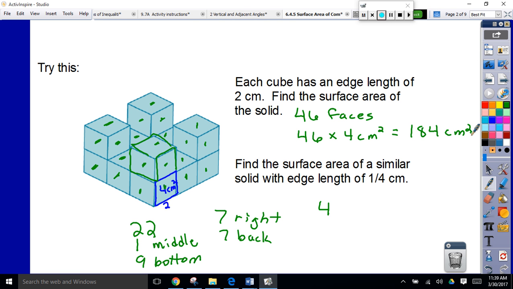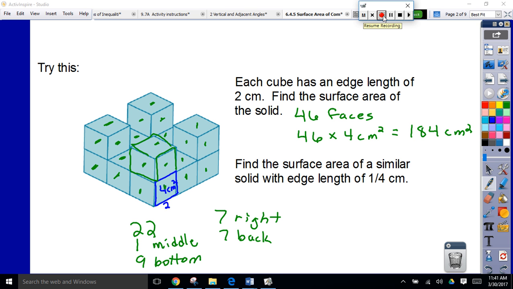Okay, the next question says, find the surface area of a similar solid, so another solid that looks just like this one, except the edge lengths are only 1/4 of a centimeter. So this is a little easier. We already know how many faces there are, right? Now we know that we need to use a different edge length. So instead of 2, now we have 1/4. Take a minute and try to figure out what this would be.